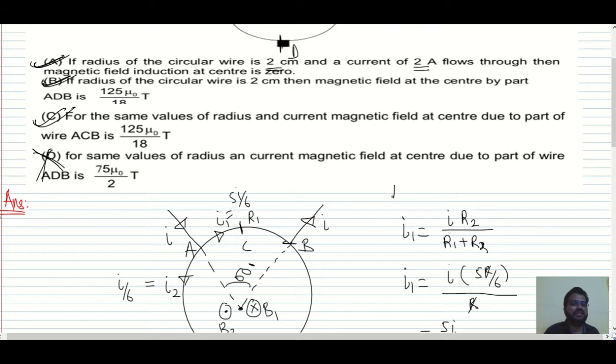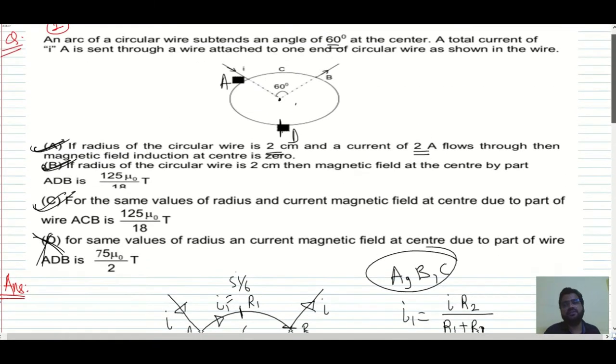So what is the answer for this? It is A, B, C. So these are the correct options for the given question.